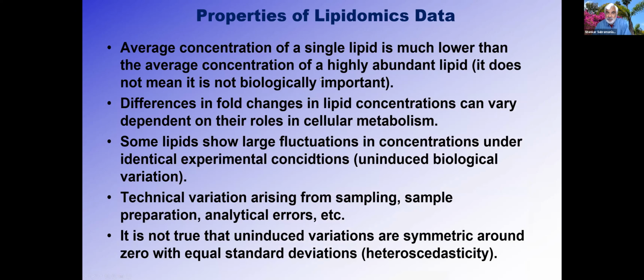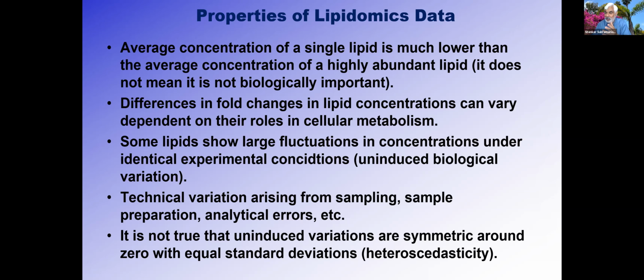So the first thing I want you to understand before you go further for analysis is the properties of lipidomics data. The average concentration of a single lipid is much lower than the average concentration of a highly abundant lipid. You've got a dynamic range, which means some lipids may be in very small quantities, some will be in very large quantities, which means if you take the average concentration of any given lipid, it may be lower than the average concentration of the most abundant lipid.